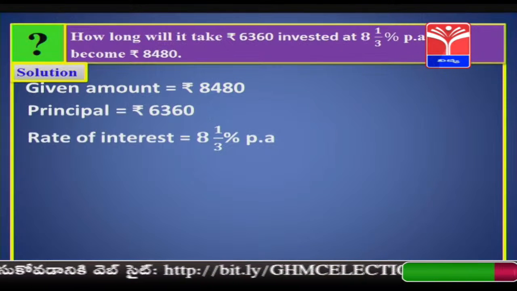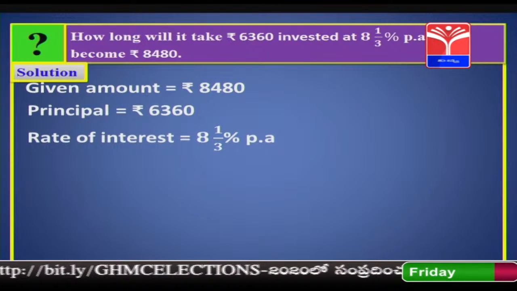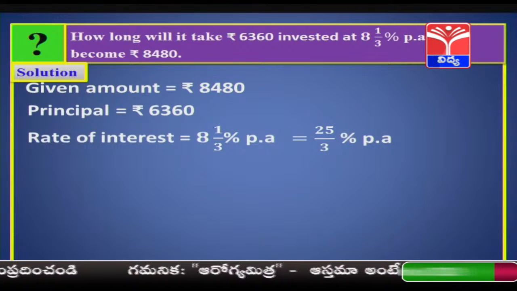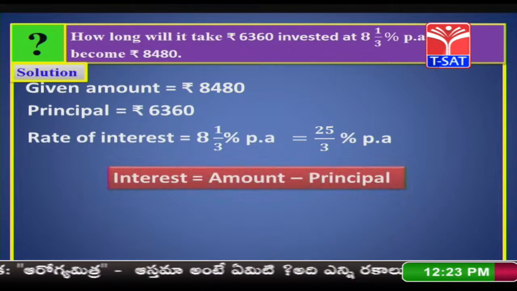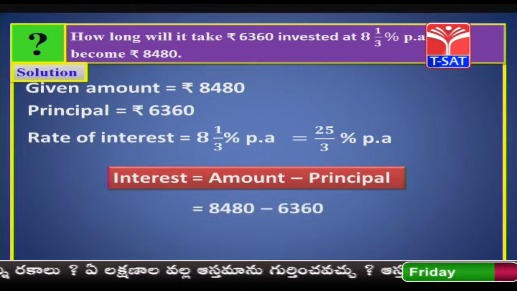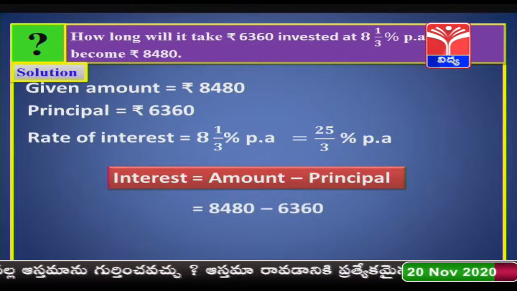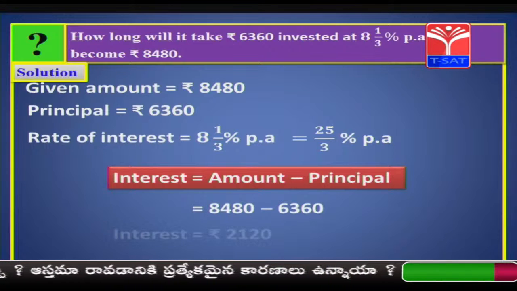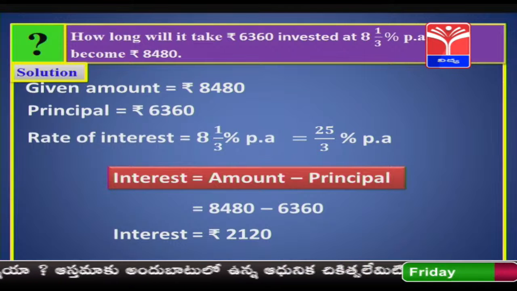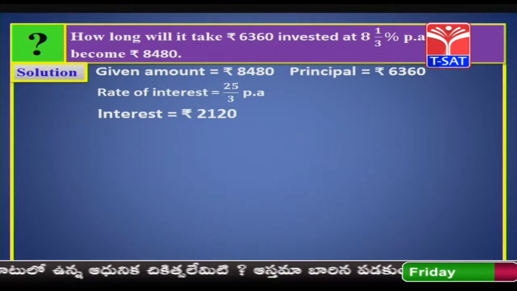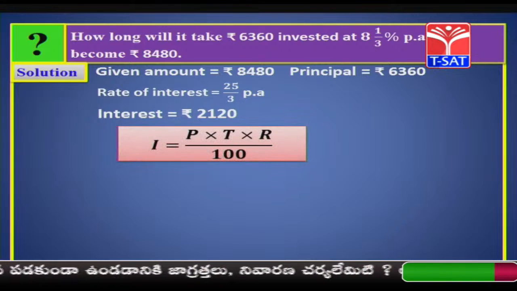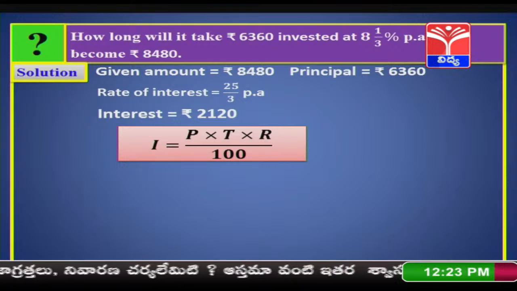So, what is rate of interest, children? 8 1/3% per annum. So, this we get it as 25/3% per annum. Now, interest is given by amount minus principal. Now, let us substitute the values. 8480 minus 6360. On subtracting this, we get 2120. So, this is the interest calculated on this amount. So, what is the formula to find interest, children? Yes, it is P into T into R by 100.